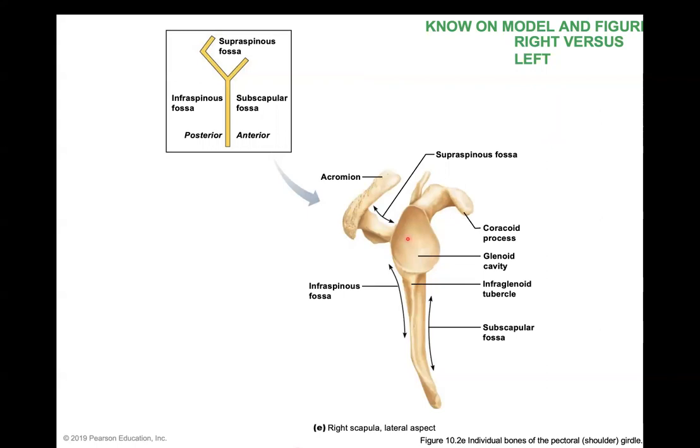The shoulder joint is one of the most important joints in the body, and it's also the most unstable joint in the body and is highly prone to injury.